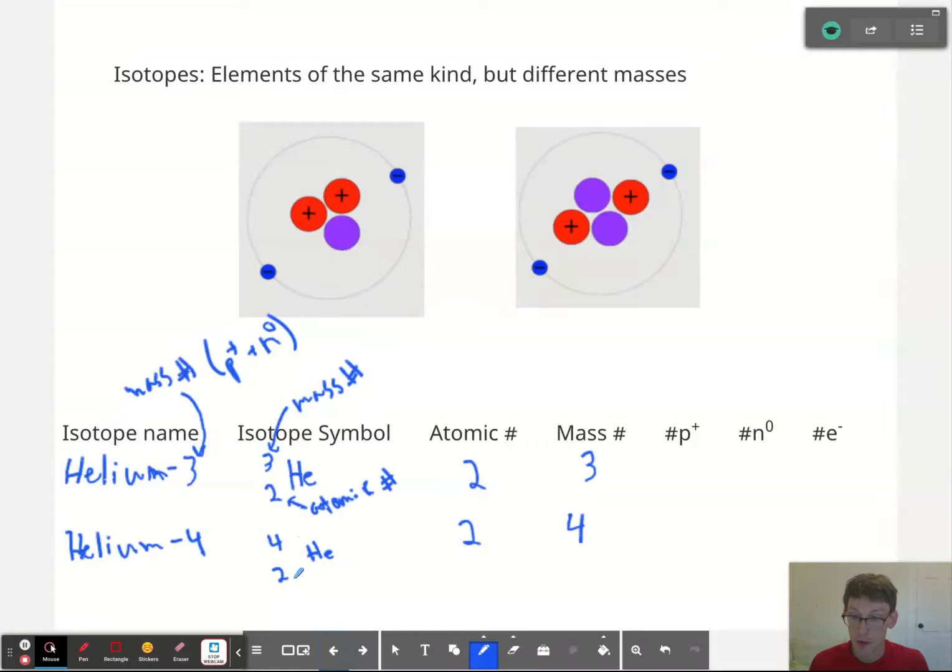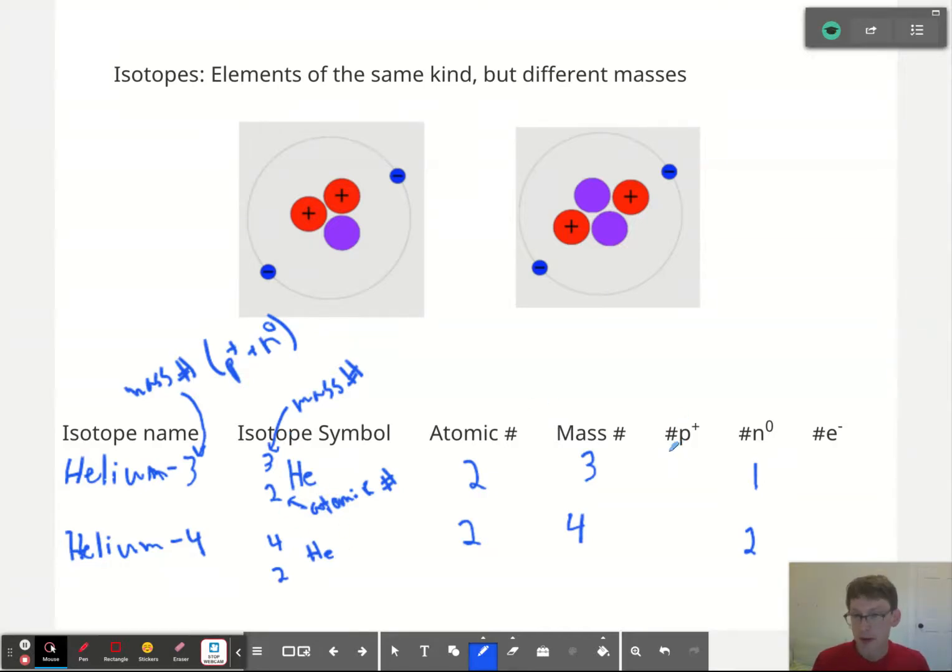For what it's worth, there is a little bit of convenience here in that if you see the isotope symbol and you're trying to figure out the number of neutrons, it's set up as though it's a math problem, like 4 minus 2 is 2 neutrons. There are 2 neutrons in the helium-4, and there's only 1 in the helium-3. You could count here, but even if you just have the isotope symbol, you can figure it out.